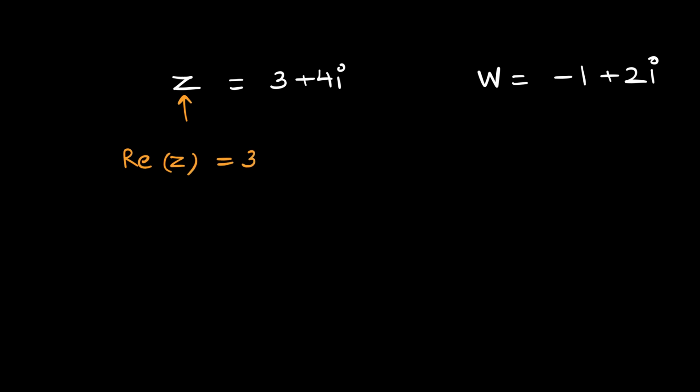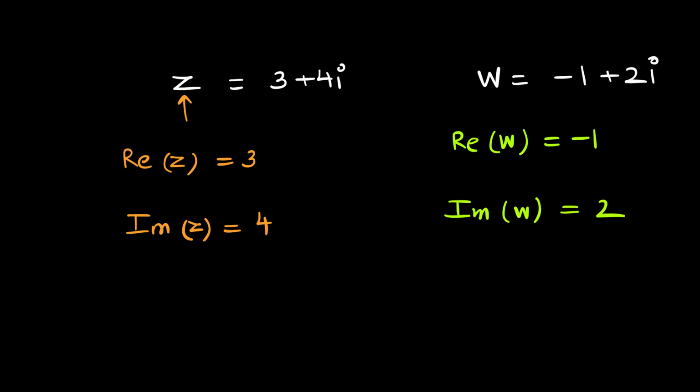Now let's write down a few complex numbers such as z equals 3 plus 4i, w equals minus 1 plus 2i. For z, the real part of z is 3. The imaginary part of z is 4. For w, the real part of w is negative 1. The imaginary part of w is positive 2. So the complex numbers we have seen so far have a real part and an imaginary part.